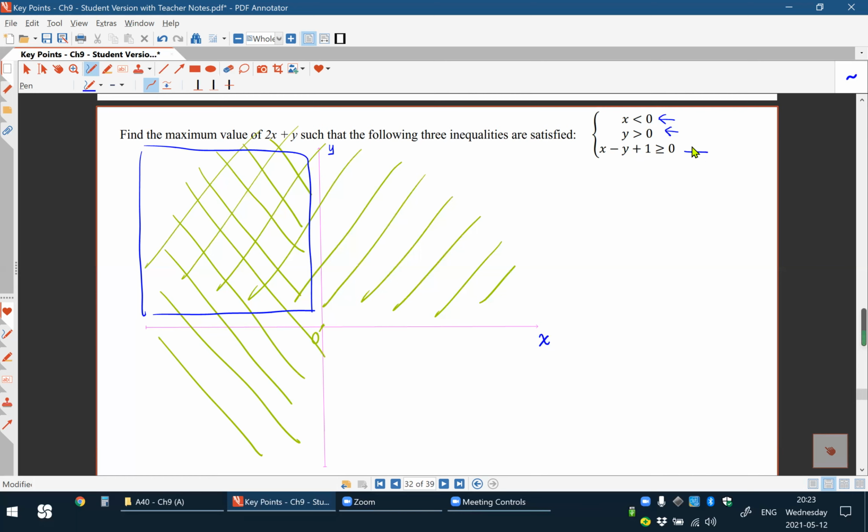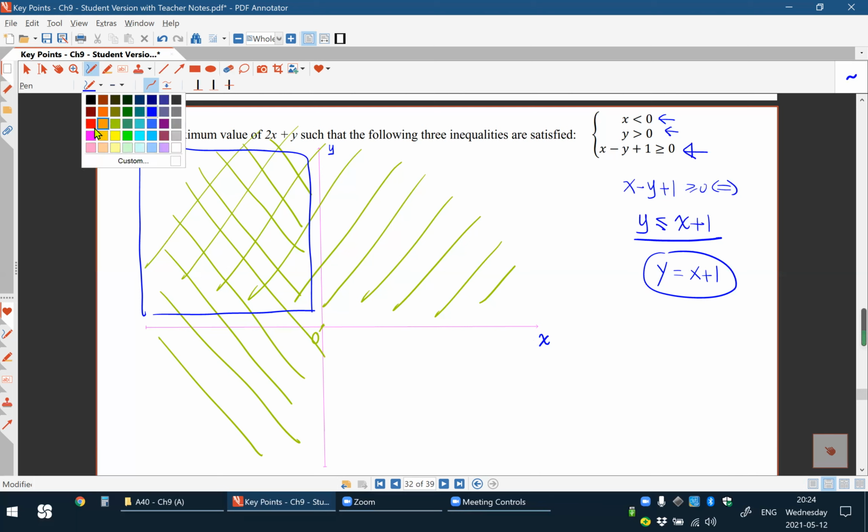And we also need to consider the third constraint. So how do we find the region that corresponds to this inequality? Again, first we need to find that line, right? So this inequality is equivalent to, first we solve y in terms of x, right? Y is smaller than or equal to x plus 1, right? Okay, so next, first we need to find this line. Where is y equals x plus 1?